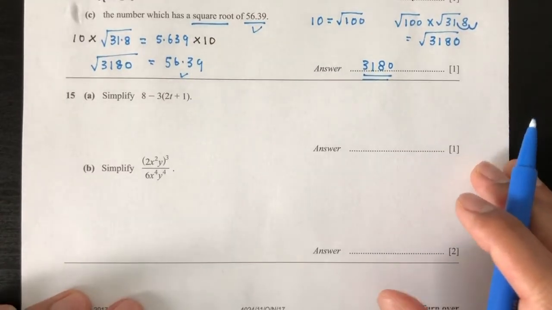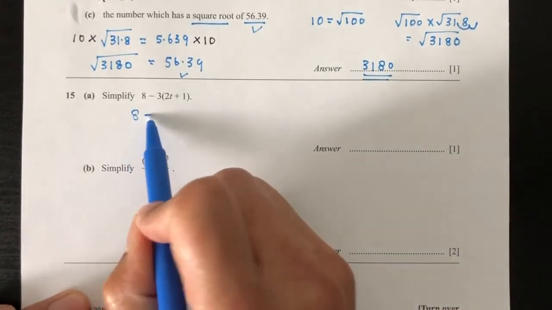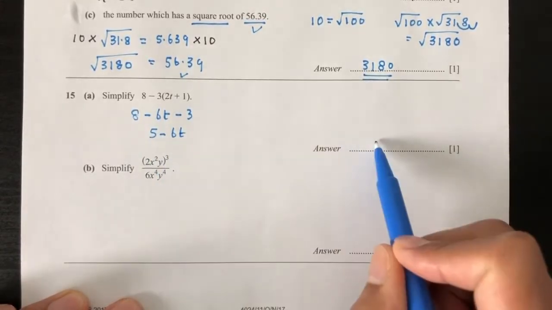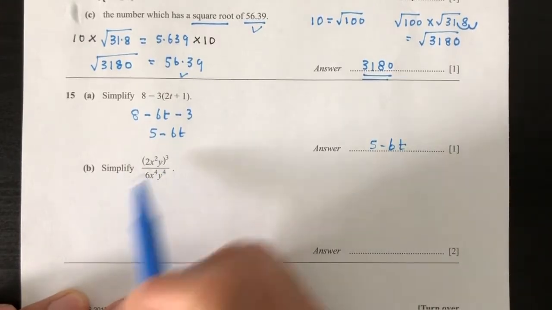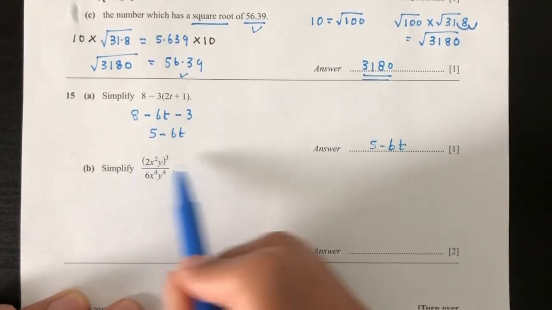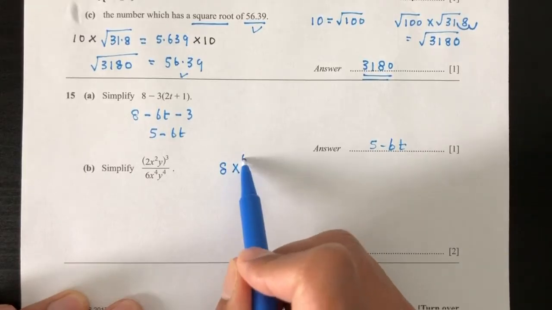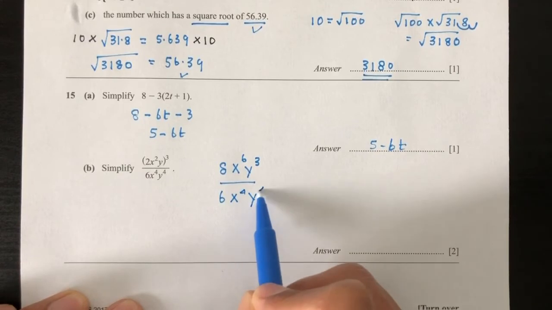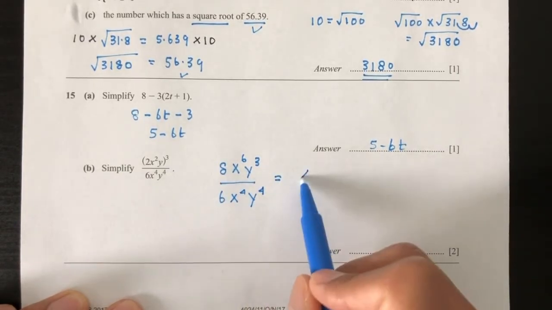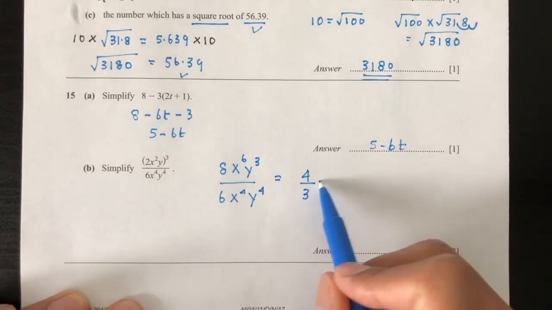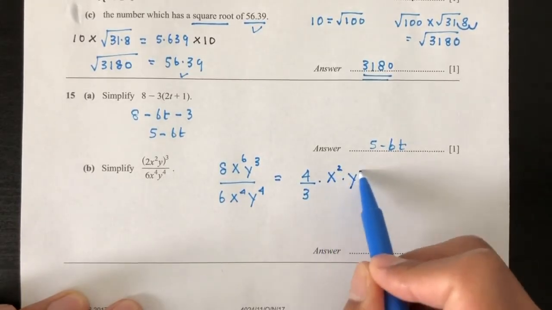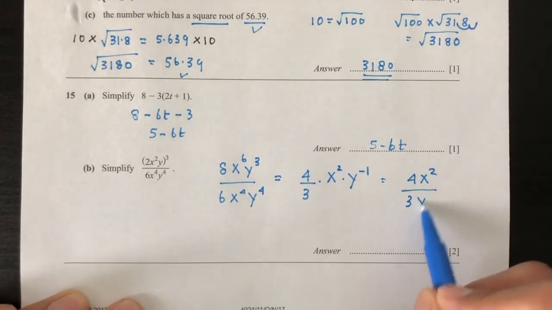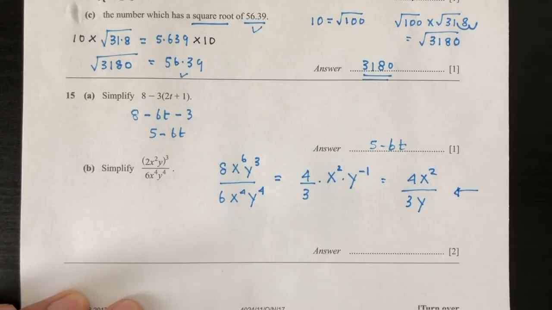Now moving on to question number 15, simplify this one. So you will have 8 minus 60 minus 3. That will be 5 minus 60. Now for this one, we have to expand the powers first. So 2 power 3 will be 8, x power 6, that will be this. Here you have 6, x power 4, y power 4. Now this will become 4 over 3. This is x power 2, x power minus 1. That will be 4x squared divided by 3y as your answer. And that will be your question number 15.